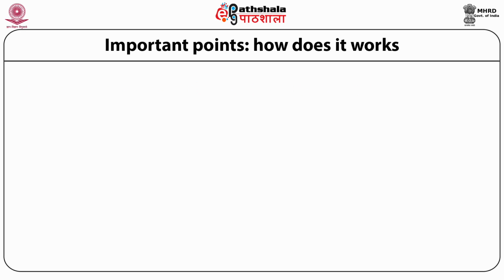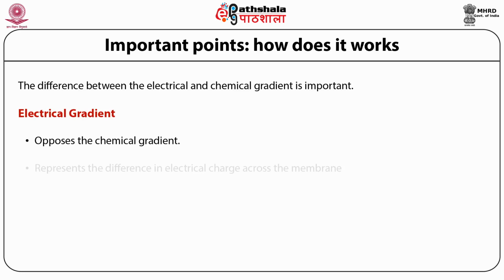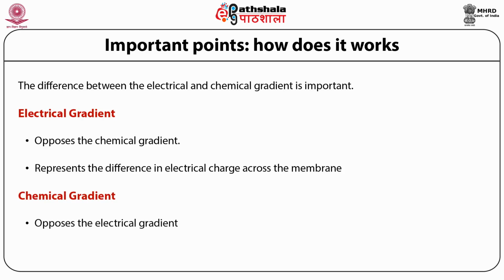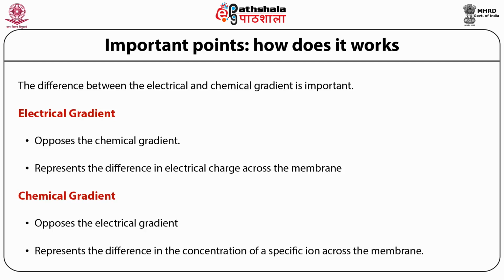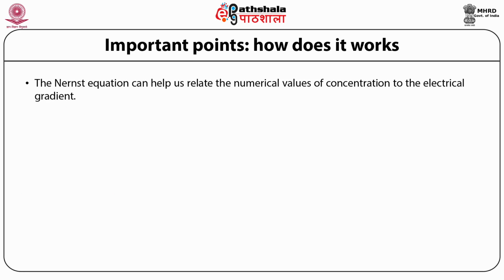Important points: how does it work? The difference between the electrical and chemical gradient is important. What is the electrical gradient? The electrical gradient opposes the chemical gradient. It represents the difference in the electrical charge across the membrane. And the chemical gradient opposes the electrical gradient. It represents a difference in the concentration of a specific ion across the cell membrane. The Nernst equation can help us relate the numerical values of concentration to the electrical gradient.